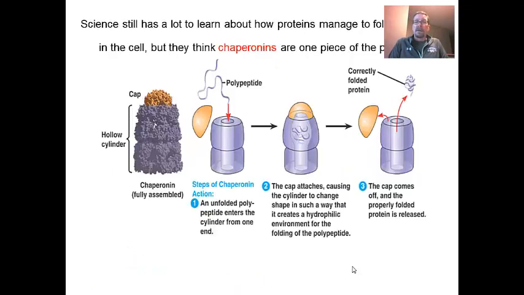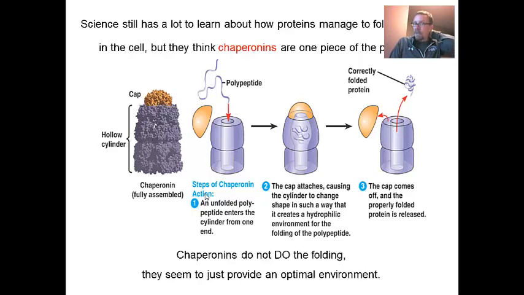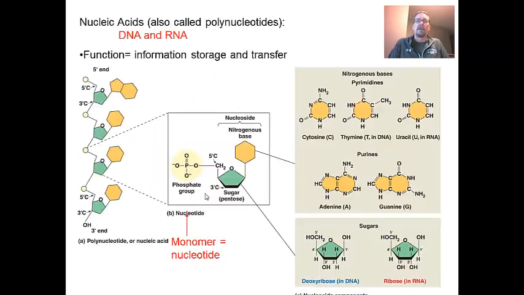Still a lot to learn. We'll talk about it in class, but there are these interesting little things called chaperones. You wonder how these things fold and get fully corrected with all the stuff in the cytoplasm and the influences and things that could be damaging to the protein. And it appears that these chaperones are one piece of the puzzle in protecting them while they get correctly folded. And we'll talk about those more in class. Okay? They don't do the folding, they just provide a good environment.